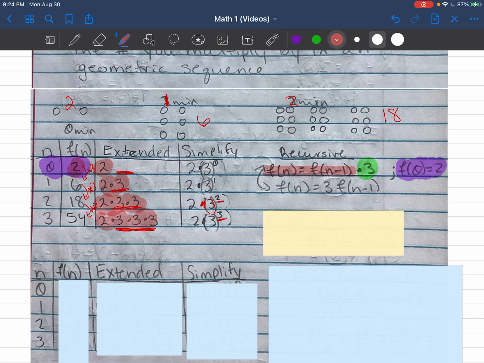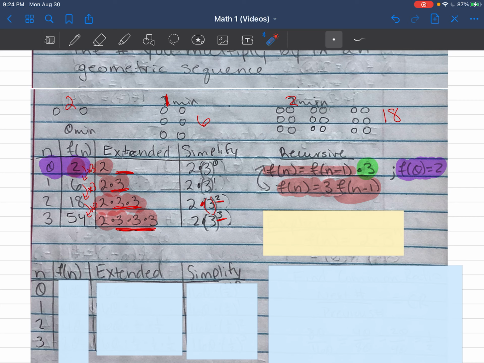Now you got to be careful because with geometric, you can write your recursive a little bit different. You can write it as f of n equals 3 times f of n minus 1. So you can flip-flop the location of where you multiply. So here we multiplied in the back, but here we multiplied in the front. These two mean the same thing. And again, you'd always have to give your start value.